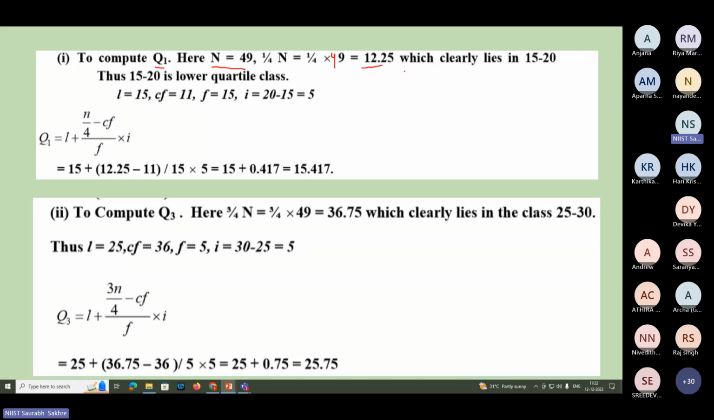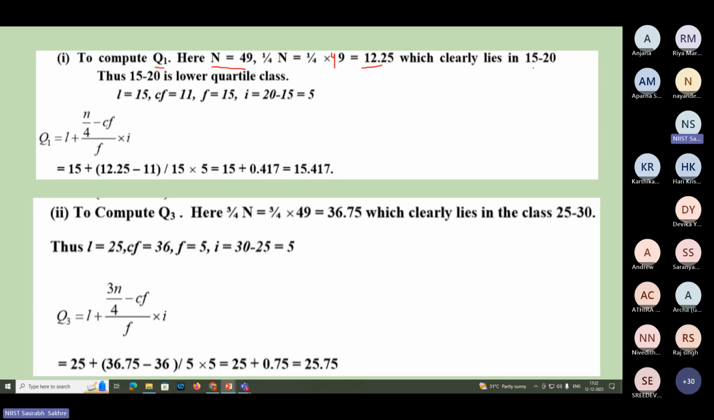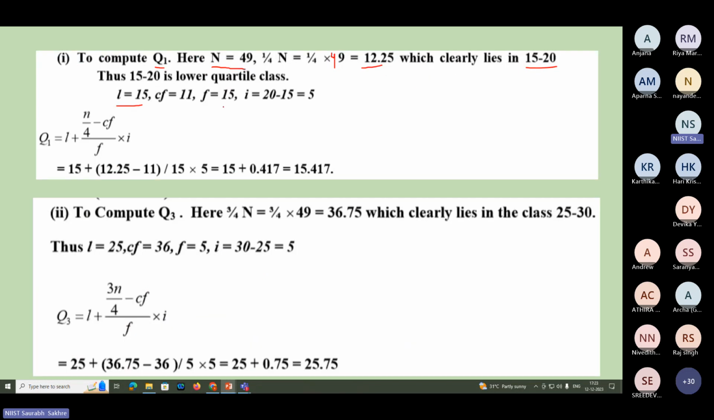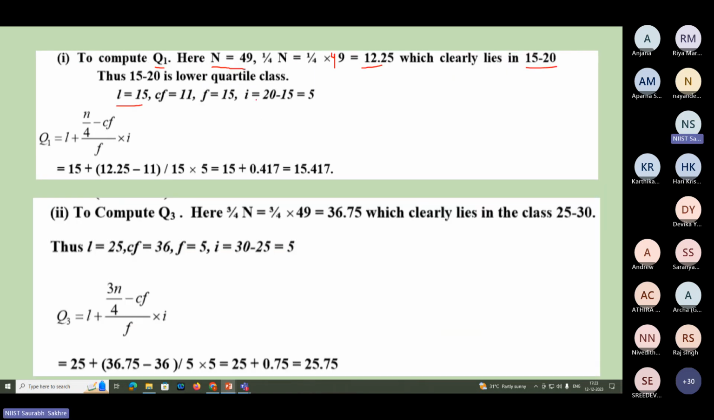Of course, 12.25 is greater than 11, so it will fall in the class 15 to 20. It lies in 15 to 20. Thus, 15 to 20 is the lower quartile class. The lower limit of the quartile class is 15. The cumulative frequency of the class just above is 11, so Cf equals 11. F is the frequency in that class, which is 15. And the interval I is 5, since the classes are 5 to 10, 10 to 15, and so on.